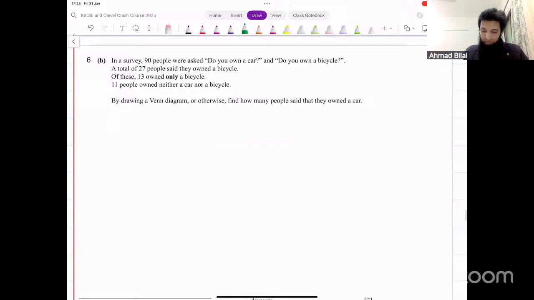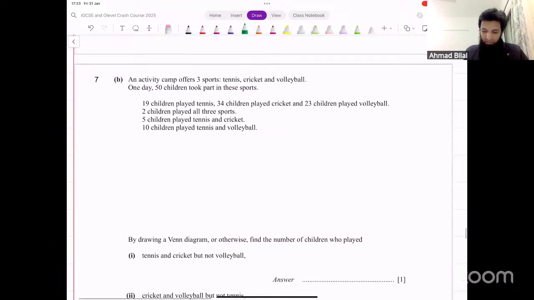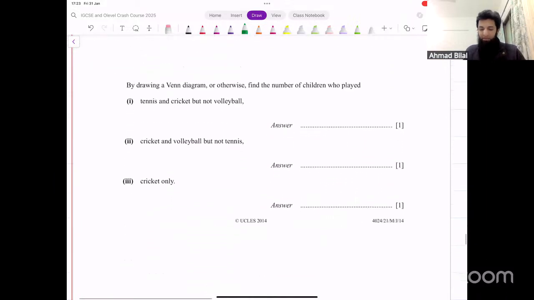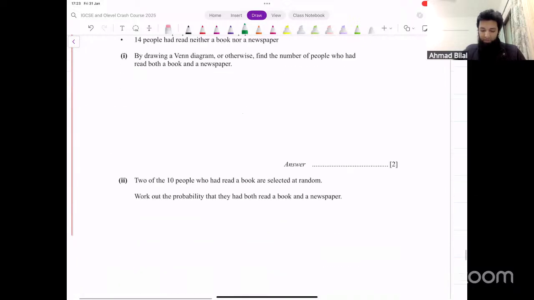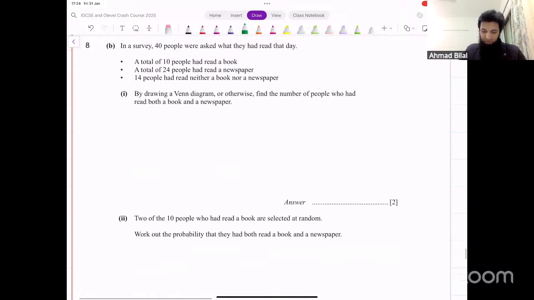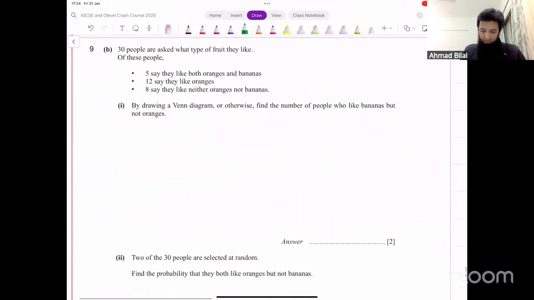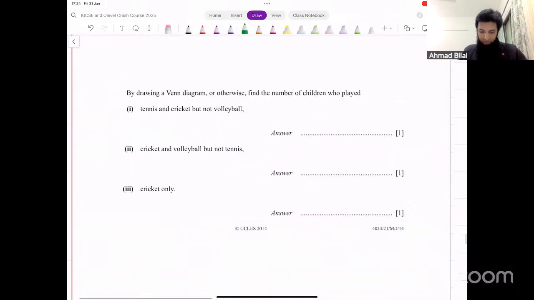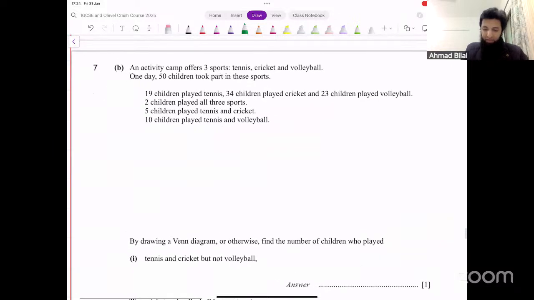Car, bicycle. Okay, 2 again. Tennis, cricket, and volleyball. Okay, let's have a look at this now, because now we've got 3 things happening. Let me see if the next one is more difficult, maybe. Orange, bananas. Okay, so this is one in which we have 3 things happening.